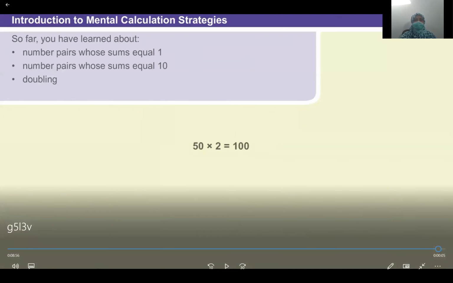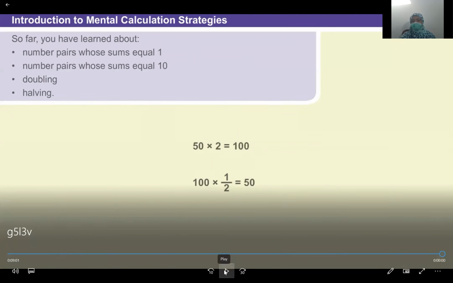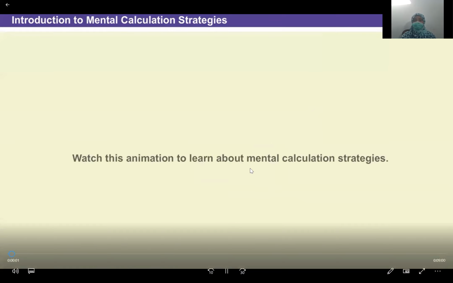So far, here are the things we have discussed. Here we have discussed that 50 is a half of 100. Yes. So what are the things we have learned?